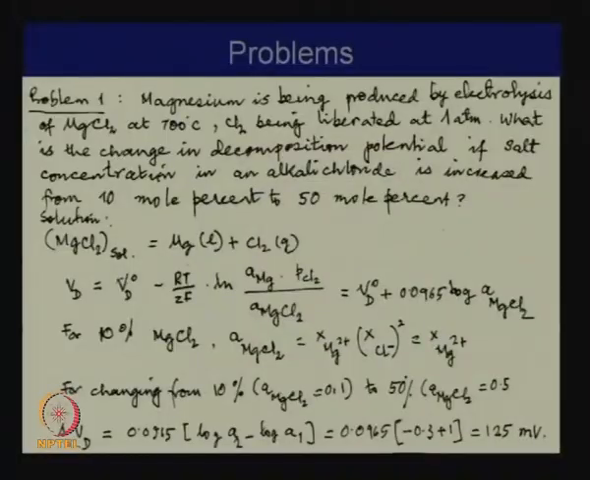Okay, let us end this lecture with one or two very simple problems that will make use of some principles we have discussed. Here is a problem: magnesium is being produced by electrolysis of magnesium chloride at 700 degrees, chlorine being liberated at 1 atmosphere. What is the change in decomposition potential if salt concentration in an alkali chloride is increased from 10 mole percent to 50 mole percent?